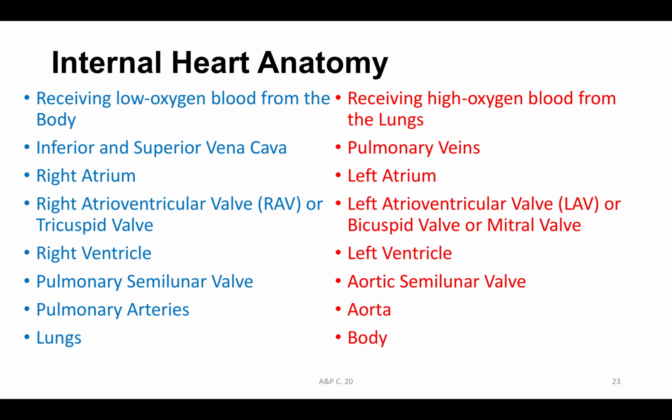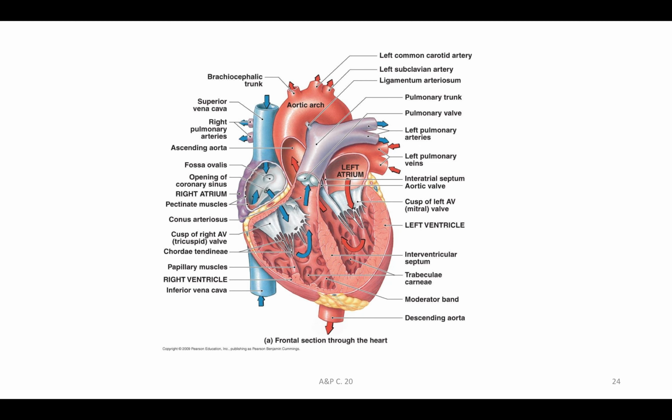From your vena cava, it'll enter your right atria, pass through your tricuspid valve to your right ventricle. Then it will pass through the pulmonary semilunar valve, out to the pulmonary arteries, and into the lungs. In the lungs, that blood is going to pick up oxygen and it's going to come back in as oxygenated blood. It's going to enter through the pulmonary veins to the left atrium, through the bicuspid valve to the left ventricle, out the aortic semilunar valve, through our aorta, and then out to our body.